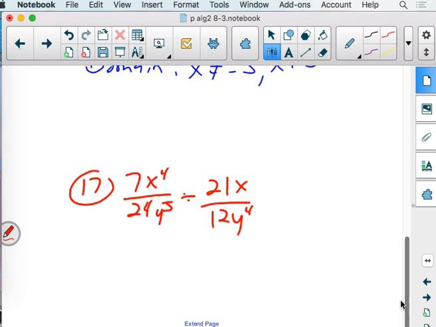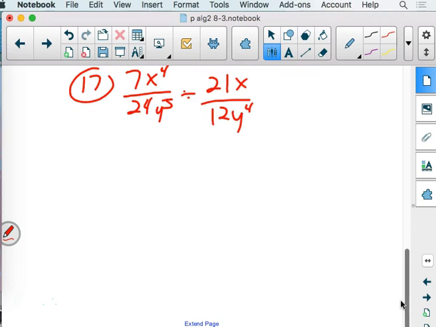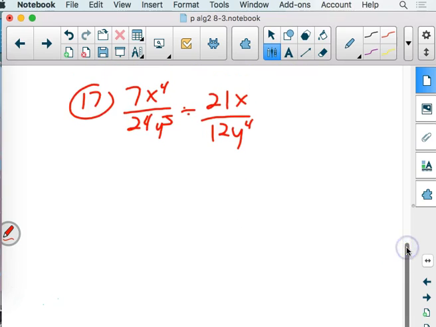Y equals 6. 7x to the 4th over 24y to the 5th, divided by 21x over 12y to the 4th. Now the first thing is, this is not multiplication. It's division. So what do we do? Let's change it up. It's division.